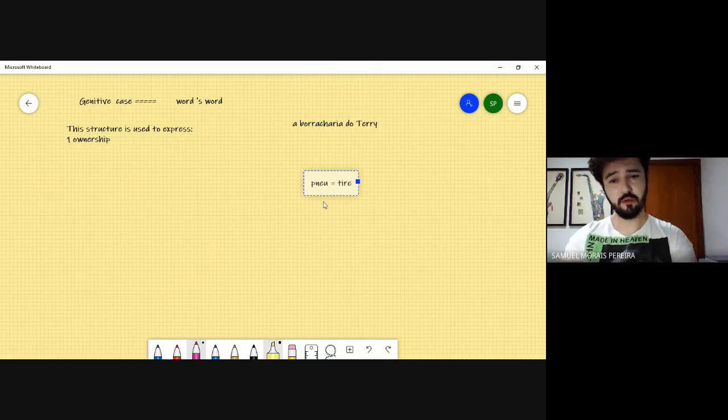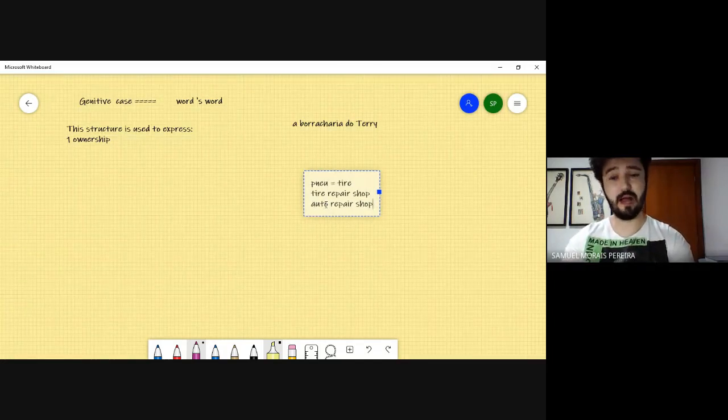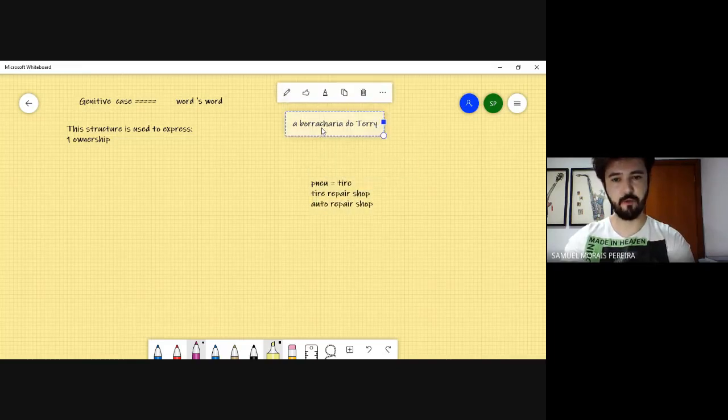Borracharia é uma loja que conserta pneus, so we say tire repair shop. Tire repair shop. O raciocínio é o mesmo para oficina mecânica, olha. Auto repair shop. O que é uma auto repair shop? É uma loja que conserta automóveis, né? Carros. So, tire repair shop é borracharia. Bom, a borracharia do Terry.